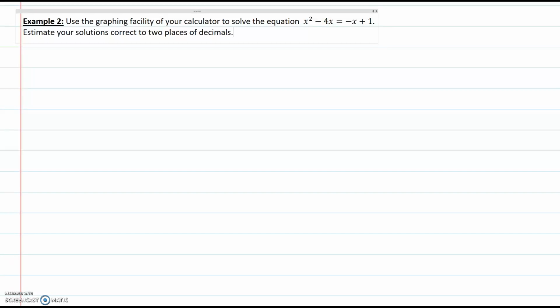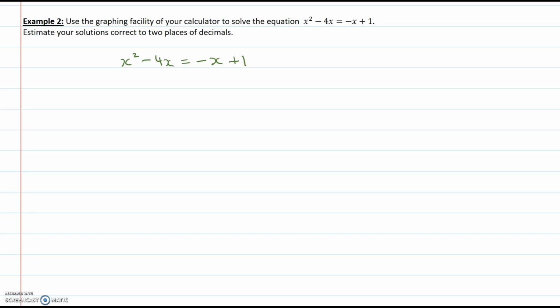Okay, now this time we're going to use the graphing calculator again to solve an equation. The equation this time is x squared minus 4x equals minus x plus 1. Now, we could try to do this algebraically: move everything over to the left-hand side and then use the quadratic formula that you learned in Algebra 1. But we're going to skip all of that and just use the calculator to do it.